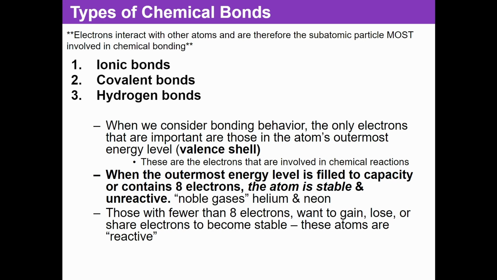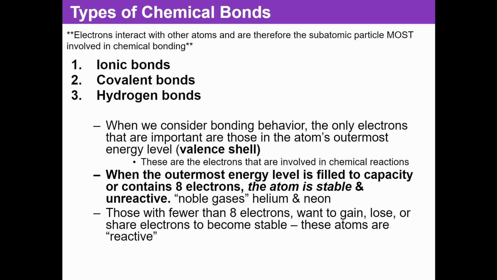Well, what types of chemical bonds? Electrons interact with other atoms and are therefore the subatomic particle most involved in chemical bonding. The types of bonds they tend to form are ionic, covalent, or there's a smaller interaction we call a hydrogen bond that we'll look at. But ionic and covalent will be our main focus.